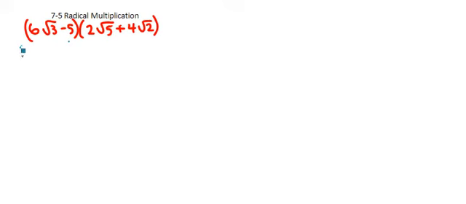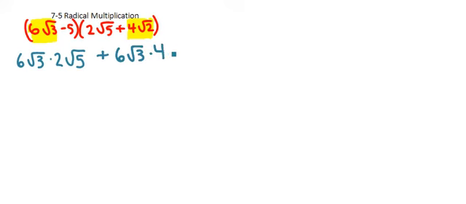So with FOIL, we recall that the first two terms are multiplied, that being these two. As we are beginning to learn the process, we might simply write them down in order: 6 radical 3 times 2 radical 5, and go on to examine the next term. We would add the first times the outer, in other words the outer terms, again writing them in order: 6 radical 3 times 4 radical 2.